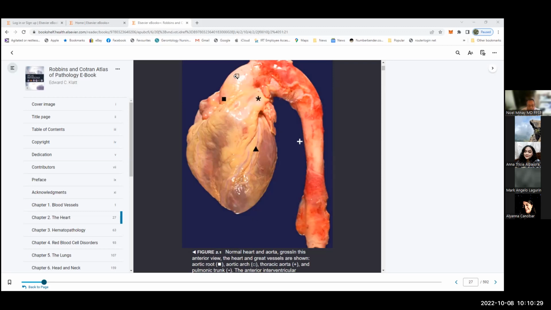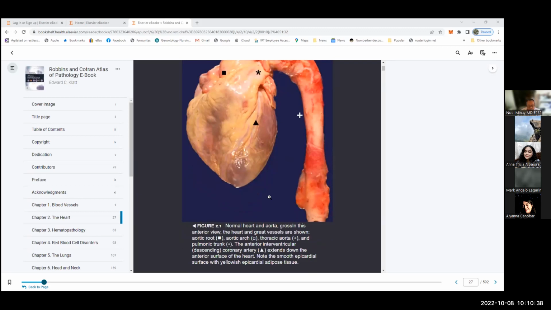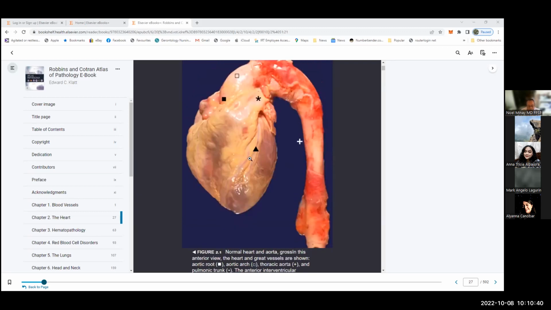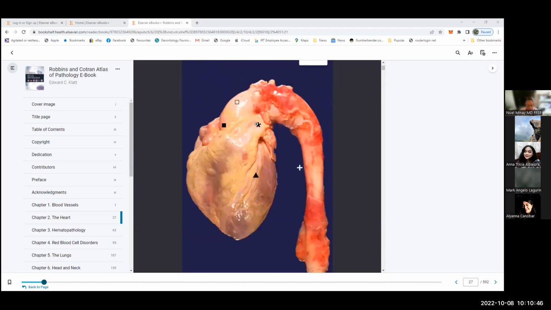Aortic arch, yung arch na ganyan, papunta na sa baba. Ito yung coronary arteries sa surface ng heart. Pulmonary trunk, ito yung galing sa lungs. Kaya lang manggagaling yan sa lungs. Dito dumaan sa likod ng heart.